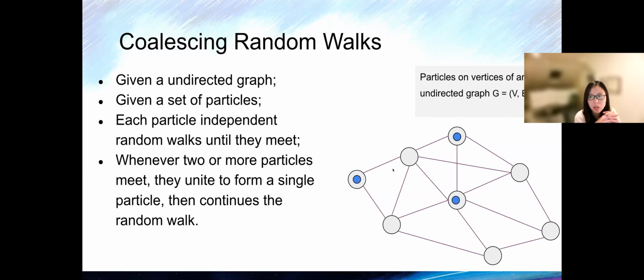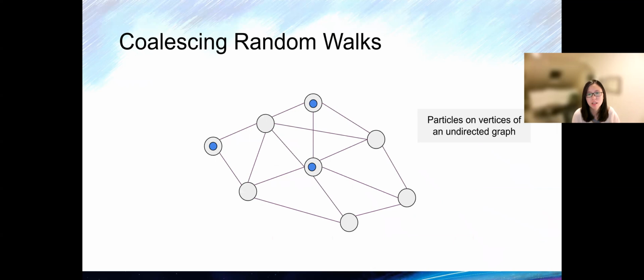Before they meet, each of these particles just makes the standard random walk over this graph. But whenever two or more meet, they unite into one particle and continue the random walk. Suppose in this example we have 3 particles at the beginning. Each particle makes independent movement, and these 2 particles happen to visit the same vertex, and that's when they unite into one and move together.